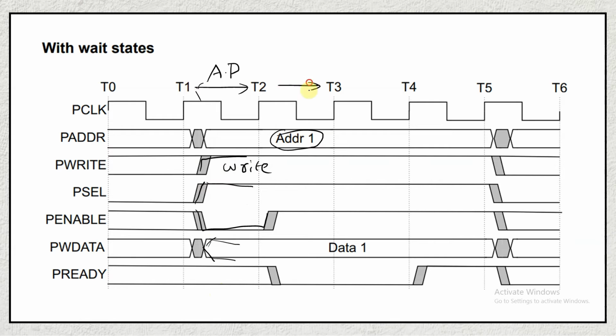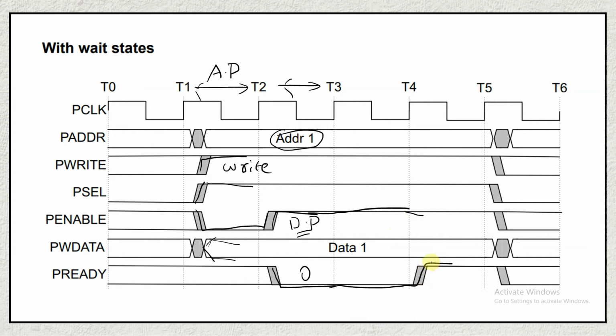Now in the T2 to T3 cycle, your PENABLE is equal to 1. That means the master has started a data phase, but your slave is not ready for that particular transfer. That's why you can see here your PREADY is equal to 0. If your PREADY is equal to 0, then the slave is not ready to accept this data. So the master is extending its data phase to the next cycles until your PREADY becomes 1.